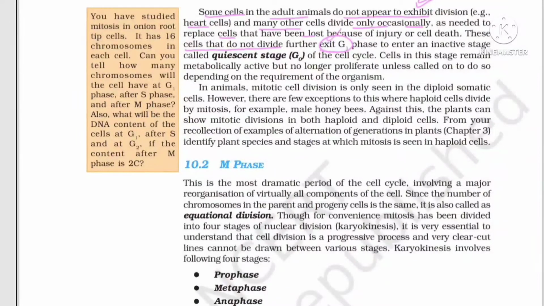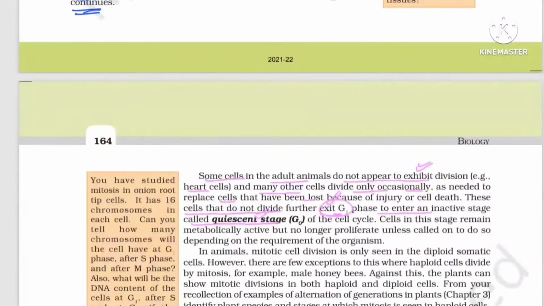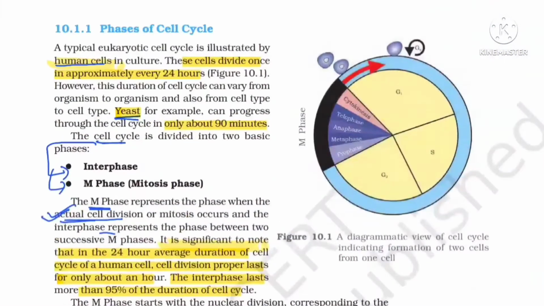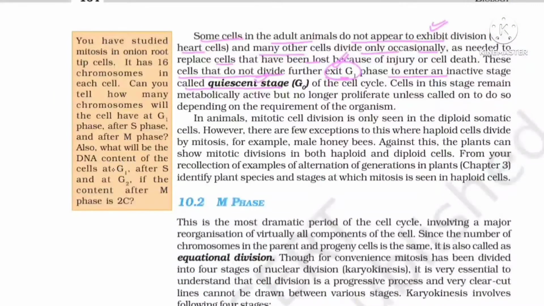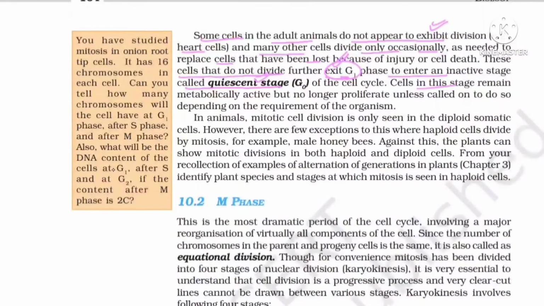They will exit G1. Again, PMT question: after telophase, the cell enters G0. After G1, they enter into G0. Now see here, they exit G1 and enter into the inactive phase G0. Now see carefully, beta, here in our NCERT. First of all they come into G1, and from G1, if they don't want to cross, then they exit G1 and enter into G0 phase. Please learn it properly, it's very important, beta. A cell in this stage may remain metabolically active, but will not divide unless called on.